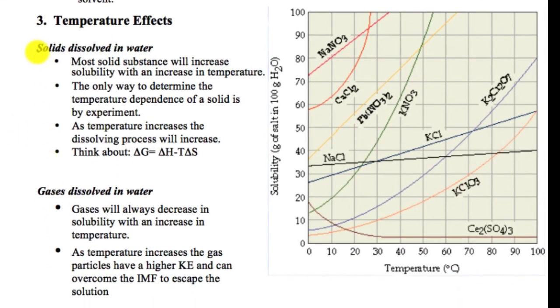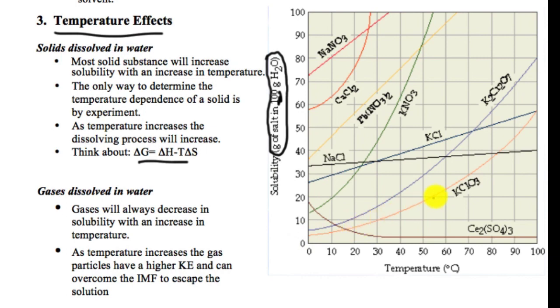Okay. Then the last part is temperature effects, and most of you should know this from Honors Chem, just an intuitive idea as well. I already talked about this equation back when I talked about sodium chloride dissolving, but take a look at this. This is temperature, and this is your solubility. Pay attention to the key here in case they ask you questions about this. This is the grams of salt dissolved in 100 grams of water as your solvent.